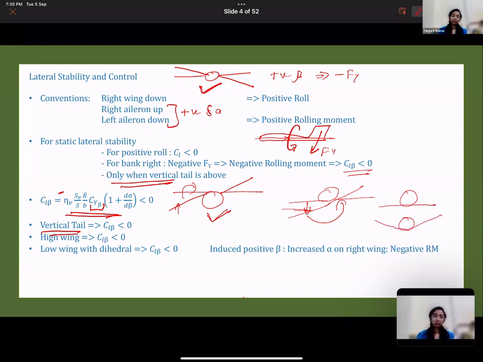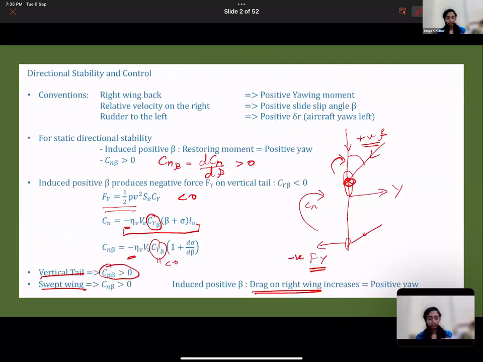This is explained in the lectures again; I'm just summarizing it. When you bank right, it produces a positive beta. Because of this positive beta, there is an increased angle of attack on the right wing, which produces a negative or restoring rolling moment. So the structures that contribute towards lateral stability are the vertical tail which is above, and a high wing or a low wing with a dihedral. Remember this. For the previous case, it was the vertical tail and the swept-back wing.